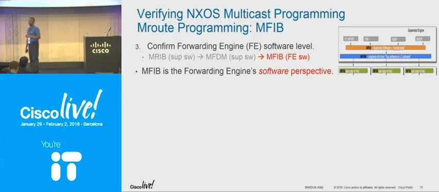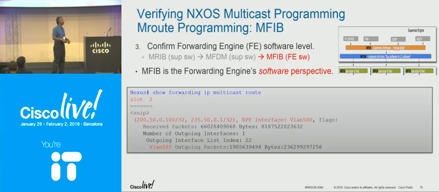So MFIB, like I said, is on a per module basis. For each line card, we'll have an MFIB module running. So when you execute this command, show forwarding ip multicast route, you will see that entry on a per module basis or a per line card basis. So we need to ensure that we see the state entries on all the line cards. Though our primary focus is on the ingress and the egress line card, it's also better to ensure that we have those state entries on all the line cards.